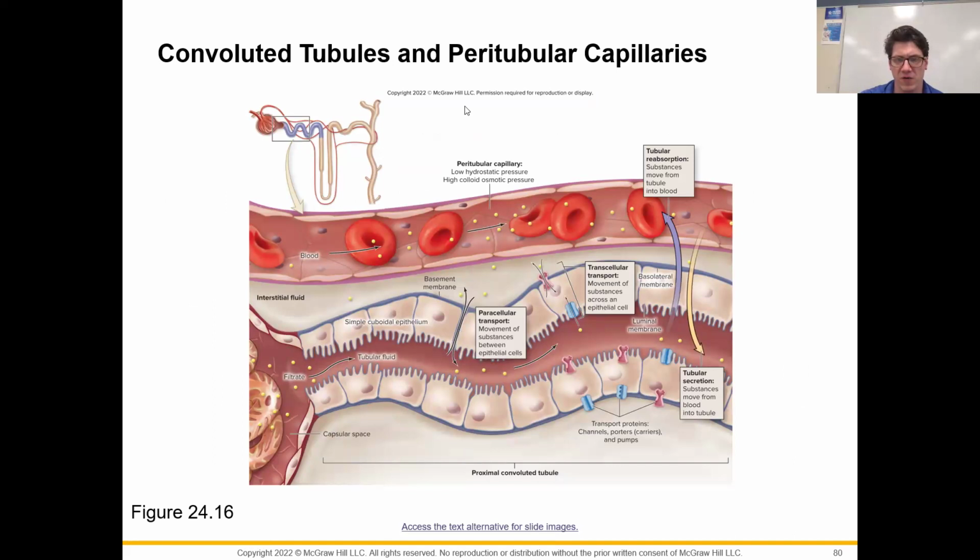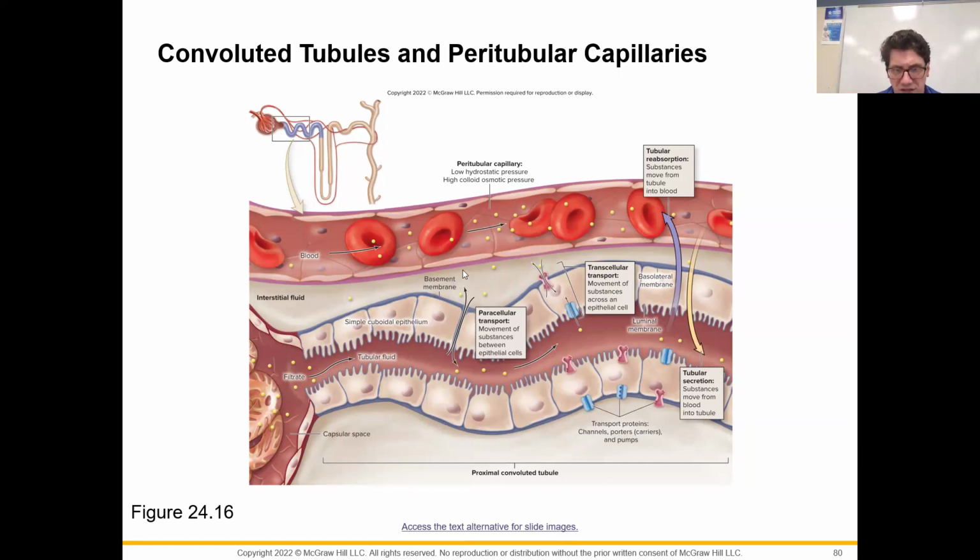Now, back to our proximal convoluted tubules. Notice that, like I said before, we have simple cuboidal epithelium that we're going to find in both our proximal and distal convoluted tubules. Now, in the proximal convoluted tubules, we're going to have lots and lots of these membrane extensions so that we can have lots and lots of absorption and secretion happening here.